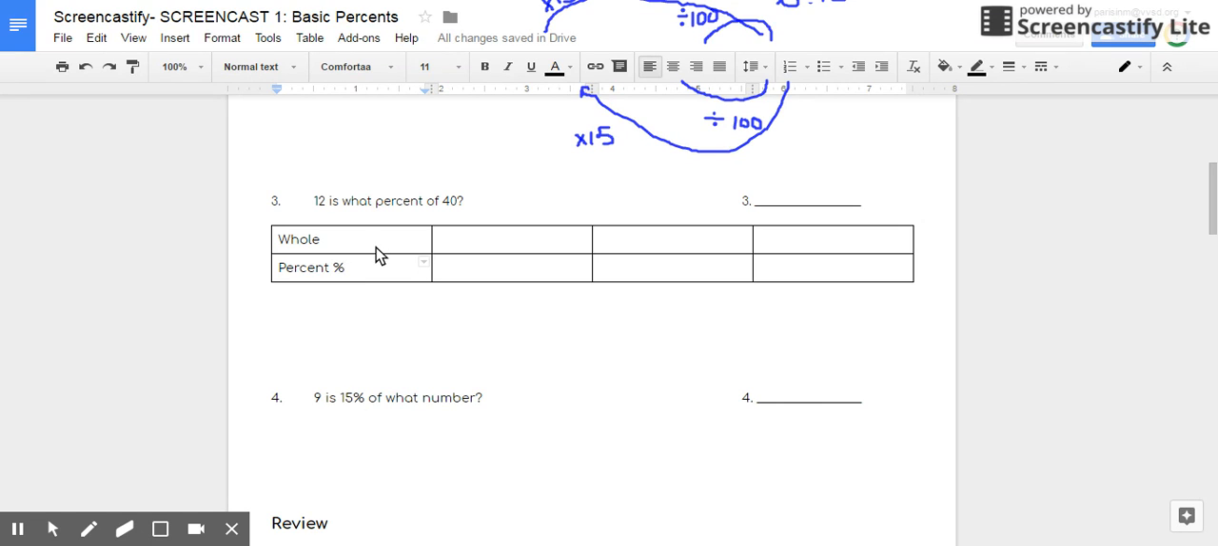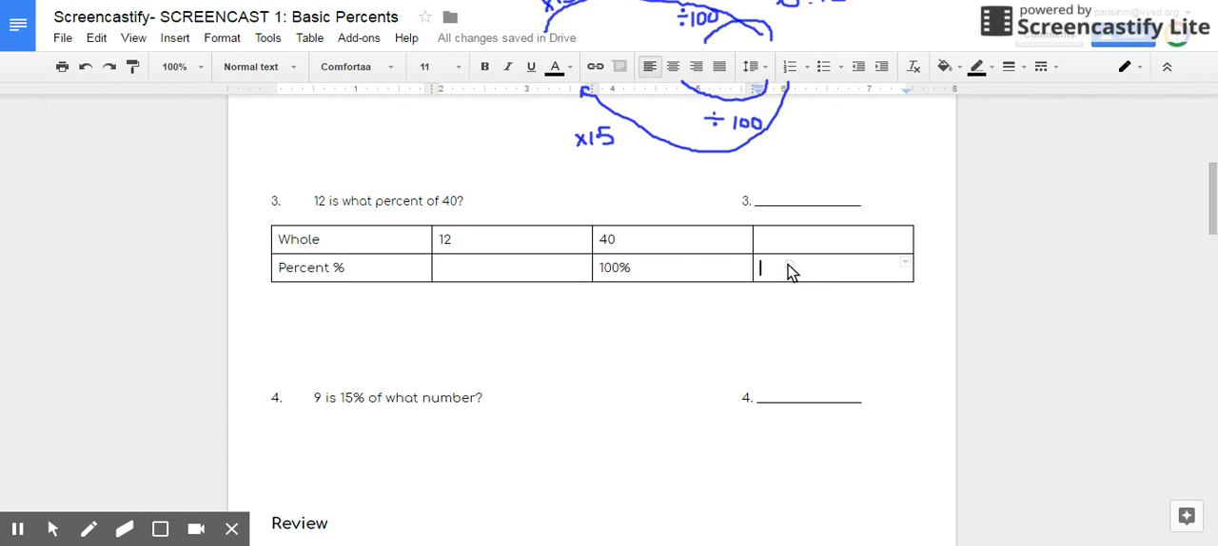Here, we do not know what percent. We want to find 12 is what percent of 40. So if we do not know the percent, we are going to leave the percent blank and put 12 in the numerator. We do know that 40 is our whole. So 40 is our whole number, and one whole is out of 100%.